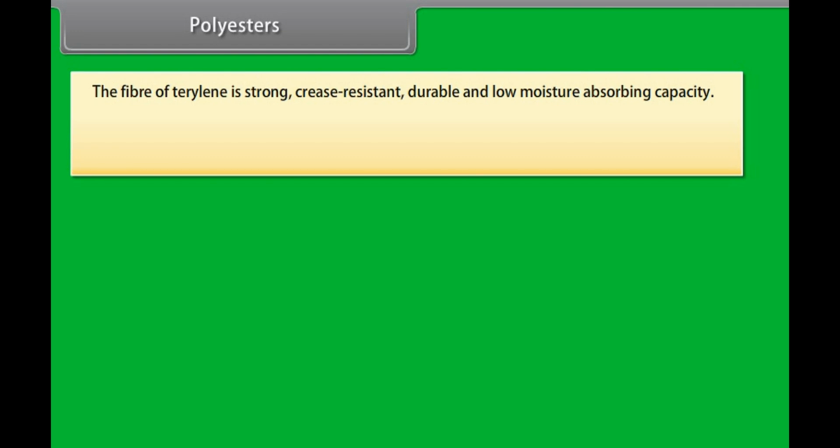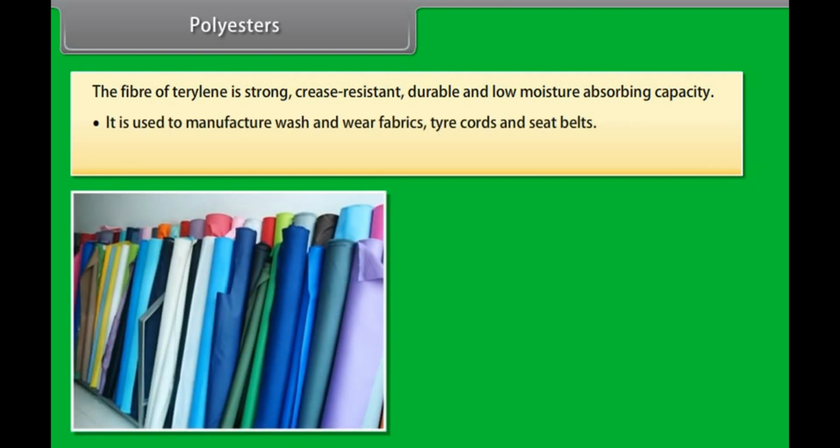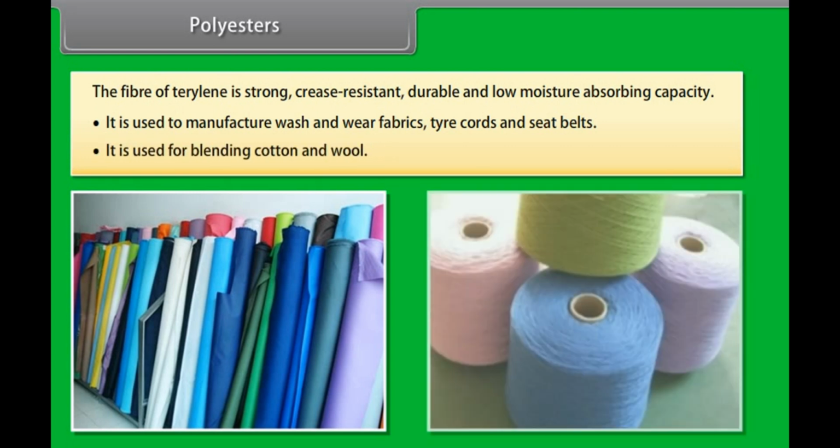The fiber of terylene is strong, crease-resistant, durable, and has low moisture-absorbing capacity. It is used to manufacture wash and wear fabrics, tire cords, and seat belts. It is used for blending with cotton and wool to provide better finish and increase their resistance to wrinkles and wear and tear.